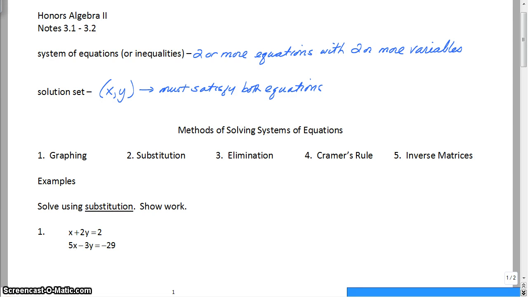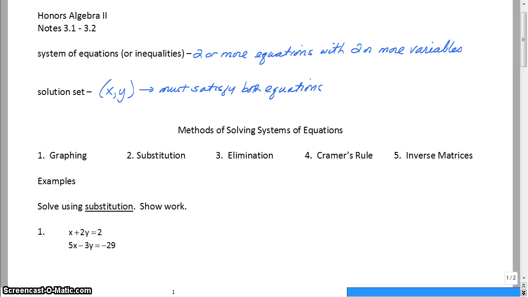Alright, let's get started with an old school topic called solving systems of linear equations. We're just going to amp it up a little bit, and during this chapter we're also going to get to inequalities, and we're also going to get to three variables. So a system of equations is two or more equations with two or more variables.